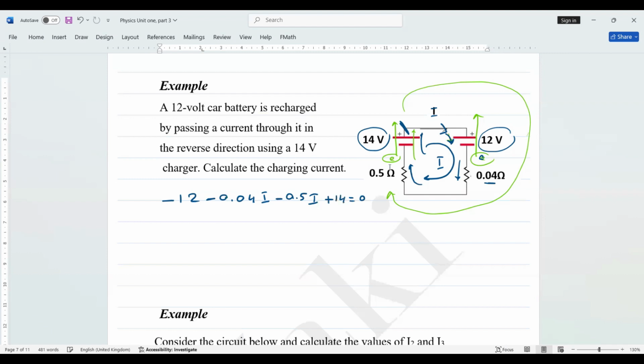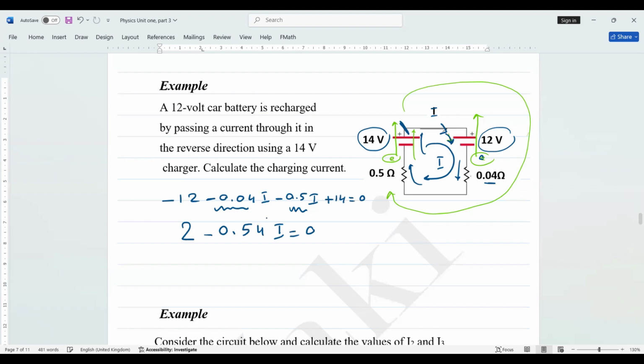Now we use the calculator to collect the like terms. Negative 12 plus 14 is positive 2. For the I terms, negative 0.04 plus negative 0.5, so we add 0.04 and 0.5 because both are negative. Then the answer is negative 0.54 I, equal to 0.